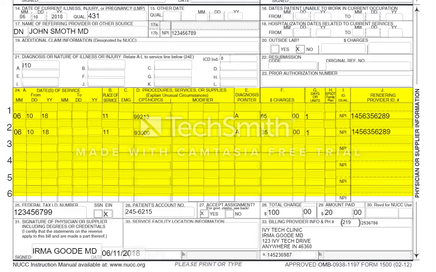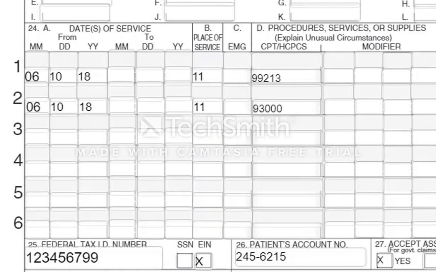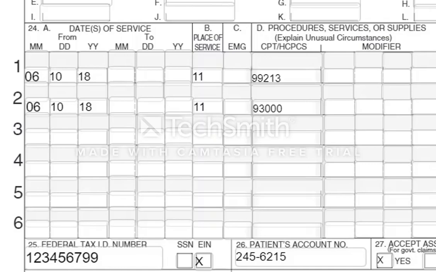Now, blocks 24A through 24J, there's not too much difference with Medicare. We're still going to put in 24A the from and to dates. Remember, if the patient is just in there for that one day, we do not need to fill in the to dates. Block B will be that place of service, 11 for office, 21 for hospital. And block C, we are going to leave blank. 24D, this is where we're going to put all of that HCPCS and CPT codes.